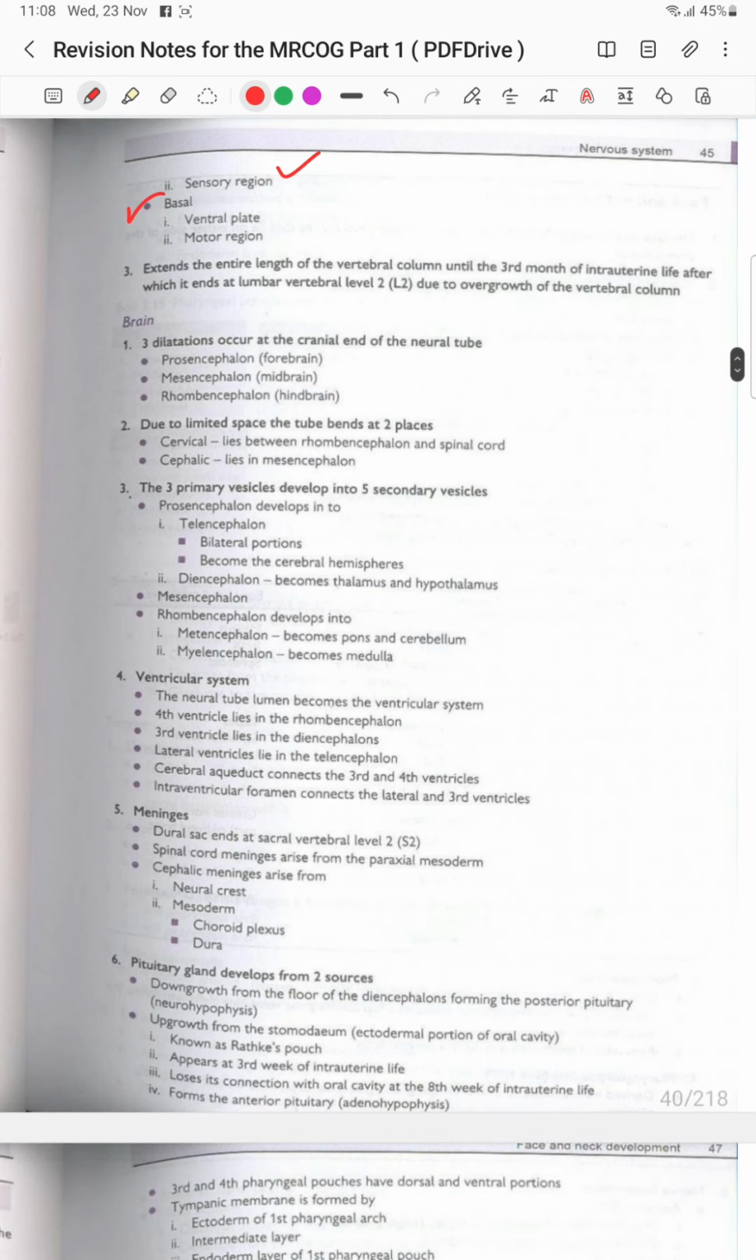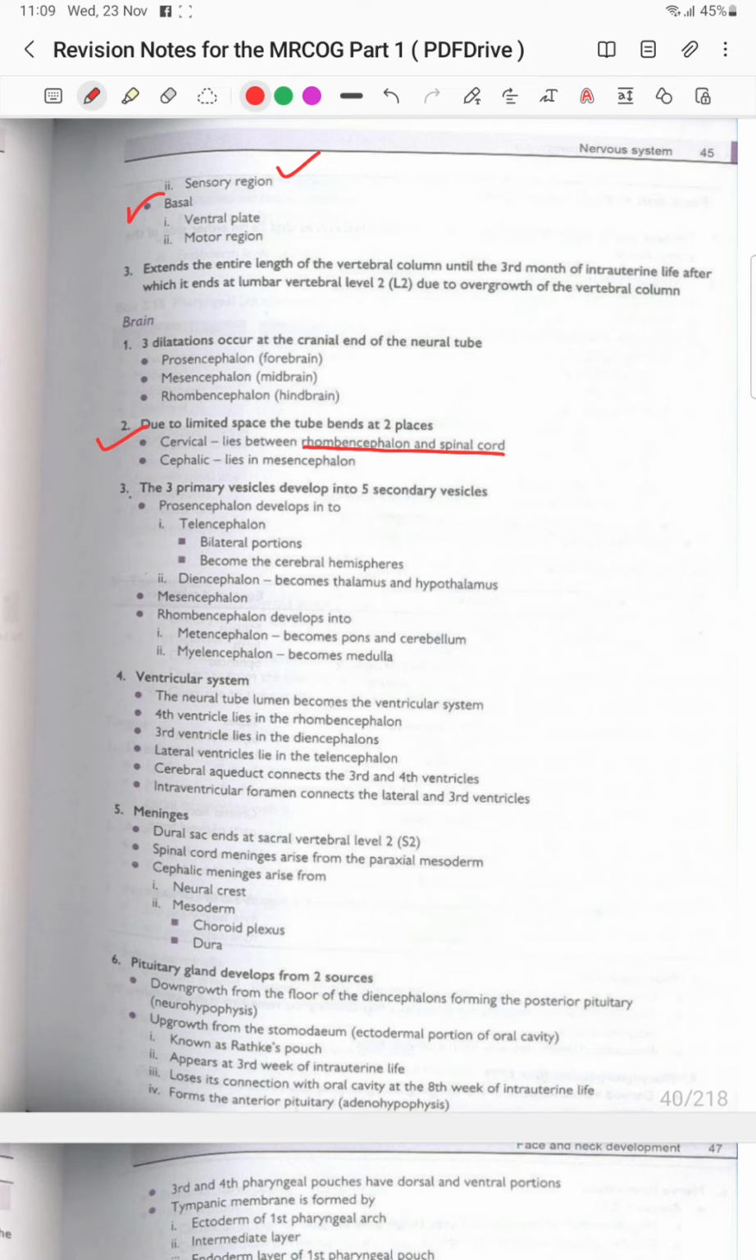The brain: three dilatations occur at the cranial end of the neural tube: the prosencephalon forebrain, mesencephalon midbrain, and the rhombencephalon hindbrain. Due to the limited space, the tube bends at two places. The cervical flexure lies between the rhombencephalon and the spinal cord, and the cephalic flexure lies in the mesencephalon. The three primary vesicles develop into five secondary vesicles.